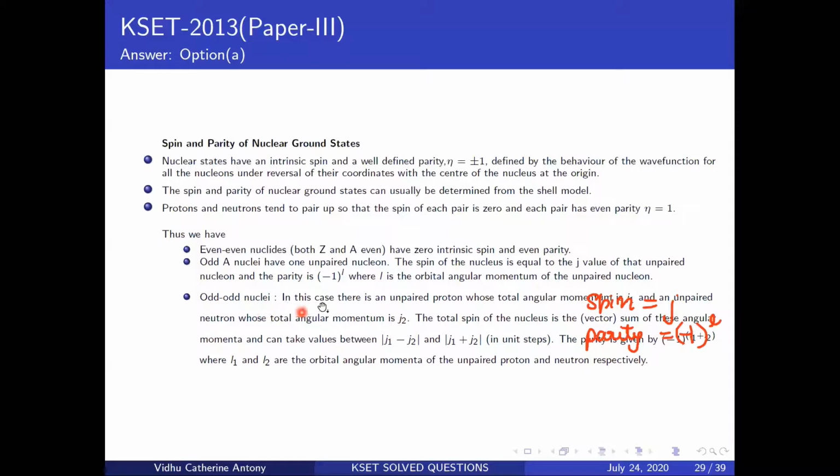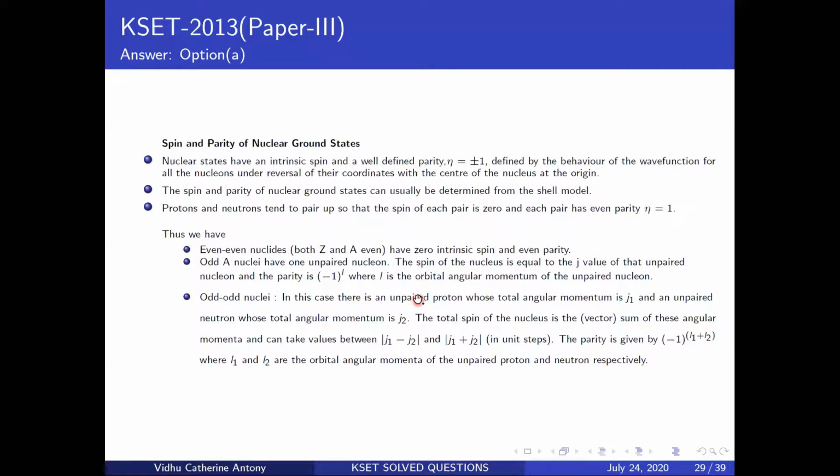Next, in the odd-odd nuclei, you have an unpaired proton whose total angular momentum is J1, and an unpaired neutron whose total angular momentum is J2. The total spin of the nucleus becomes the vector sum of these two and can take values from the modulus of J1 minus J2 to the modulus of J1 plus J2 in unit steps. The parity is given by minus 1 to the power L1 plus L2. So these are the different conditions. What you had to remember in this particular question was that Z is even and A is even, so you get 0 intrinsic spin and even parity.